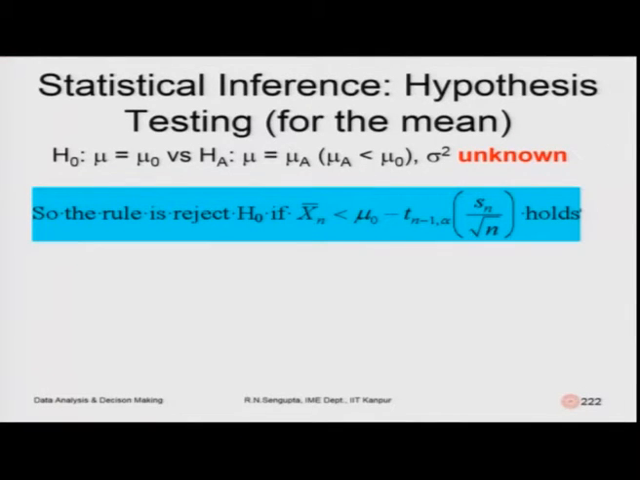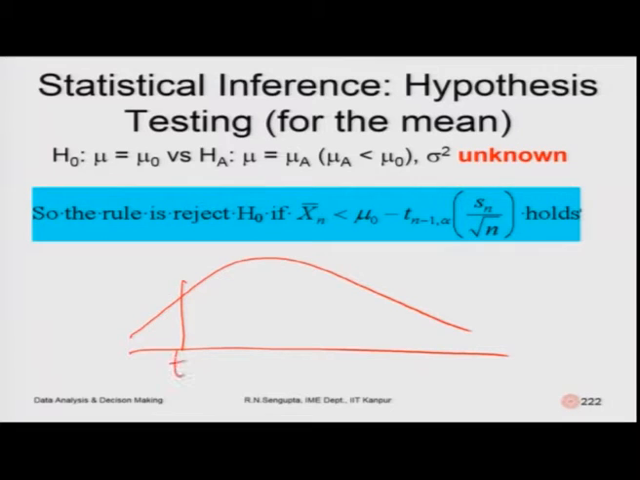Now, consider the hypothesis testing as H naught, mu is equal to mu naught, versus H A, which is mu is equal to mu A, but mu A is less than mu naught, and in the case that sigma square is unknown. That means the population variance is unknown. So, in this case again you have the same type of distribution. The figures are not important. What is important is basically where the values lie and which side. So, consider this is the t distribution, this now would basically be the t value.